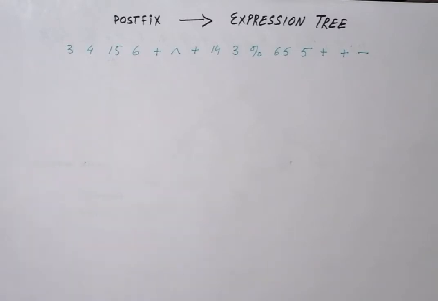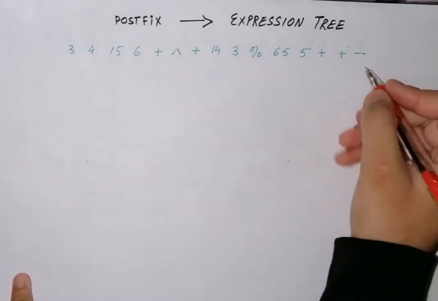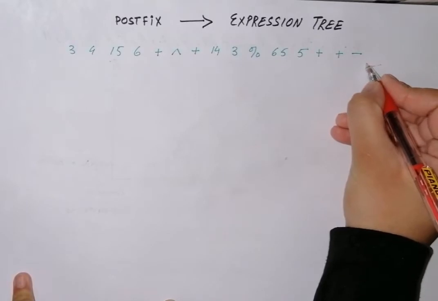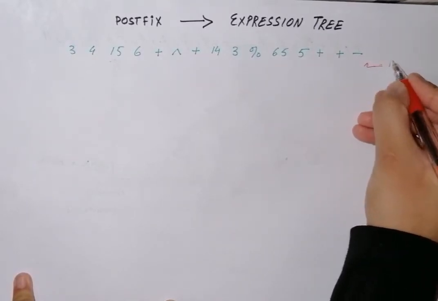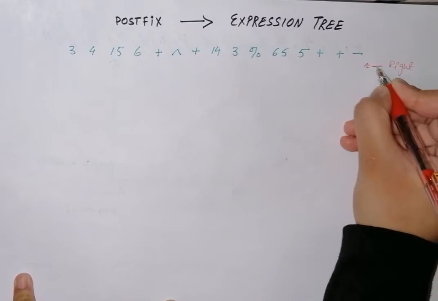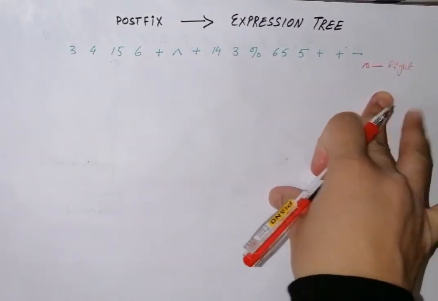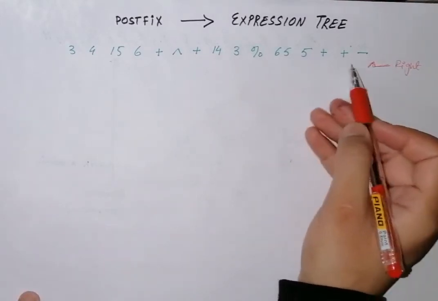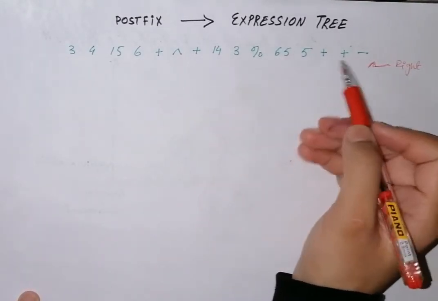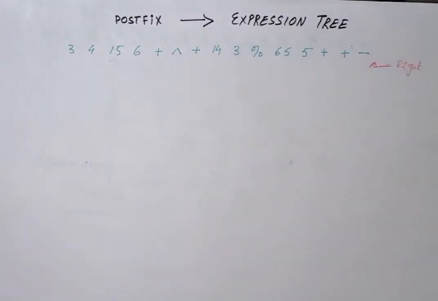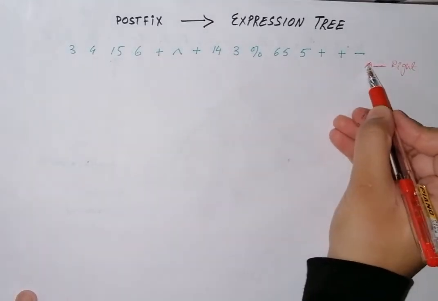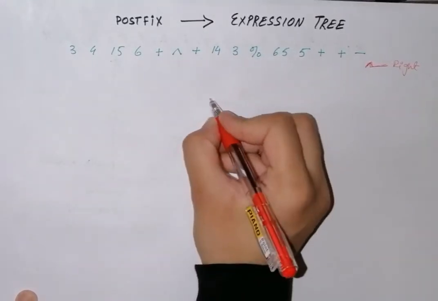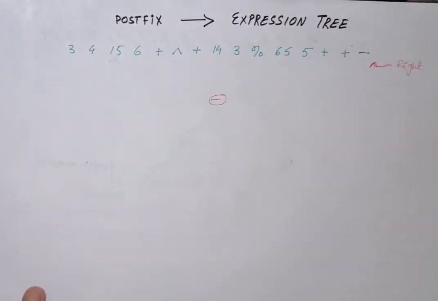So here, for any given mathematical expression, rule number one states we have to start reading this notation from the right side. This is my right side, so I'll start reading my equation from this right side and move towards the left side. It is exactly the opposite of how we create an expression tree using prefix notation. So here the first operator that we encounter is minus. So this minus will become my root node.